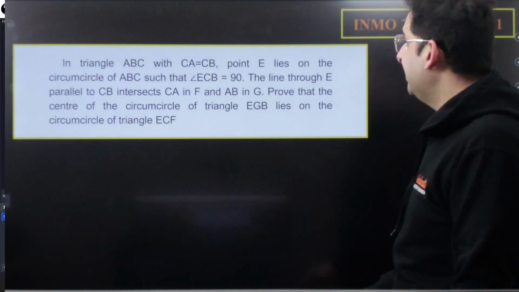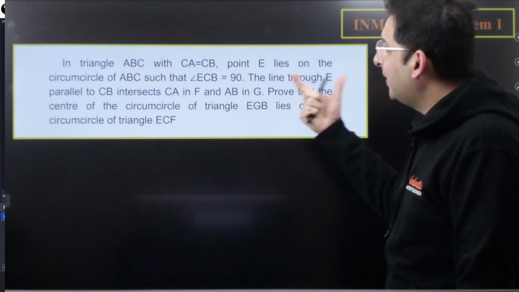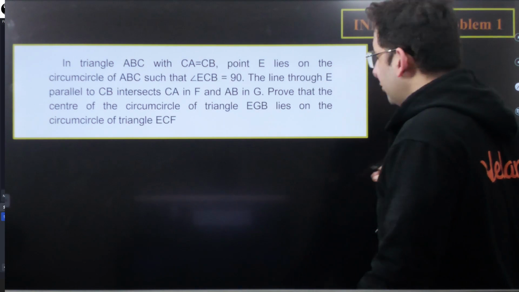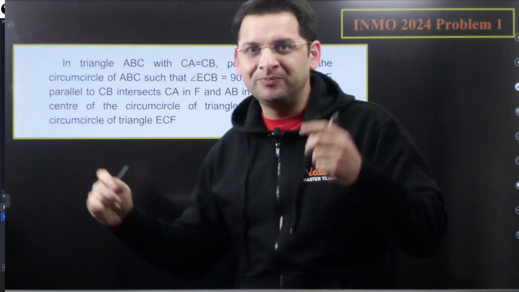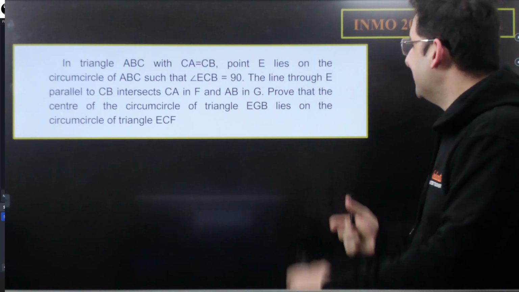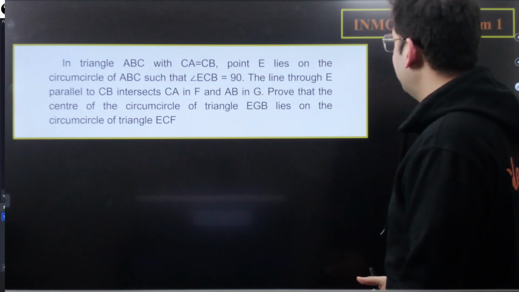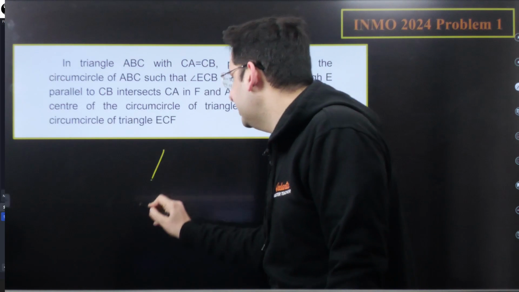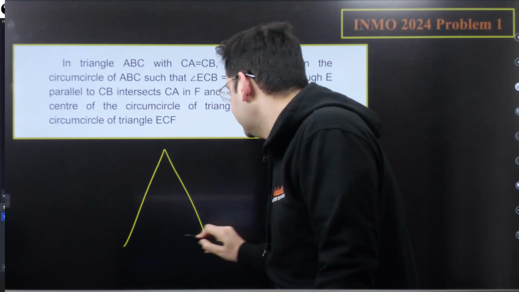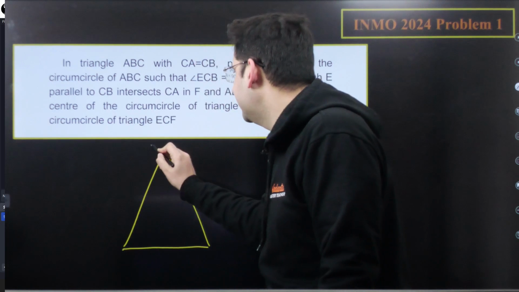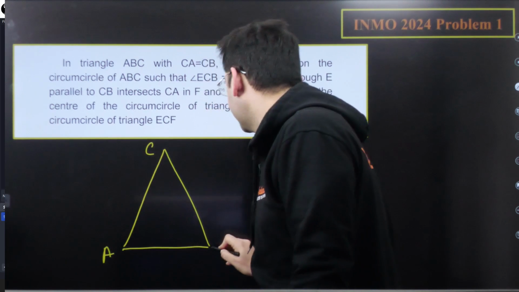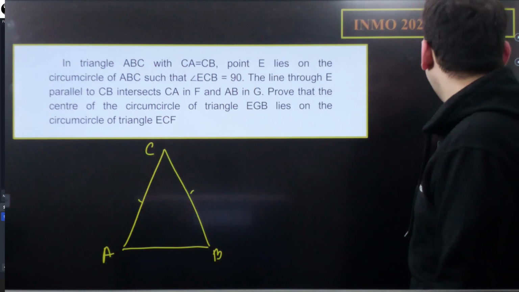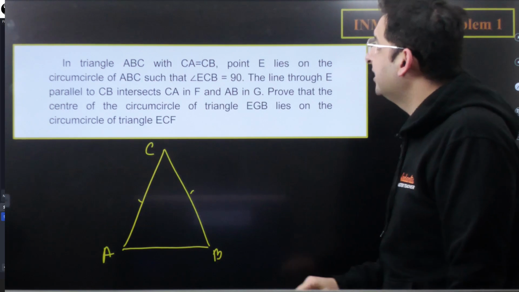So problem 1 2024, it's a geometry one. In triangle ABC, CA is equal to CB. So meanwhile, I'll also draw the rough diagram. Again, I have a good diagram in the subsequent slides, but just to get the context of the problem, there's an isosceles triangle, CA is equal to CB. So I'll draw a random diagram CAB. These two sides are equal. Done. Point A lies on the circumcircle of triangle ABC.